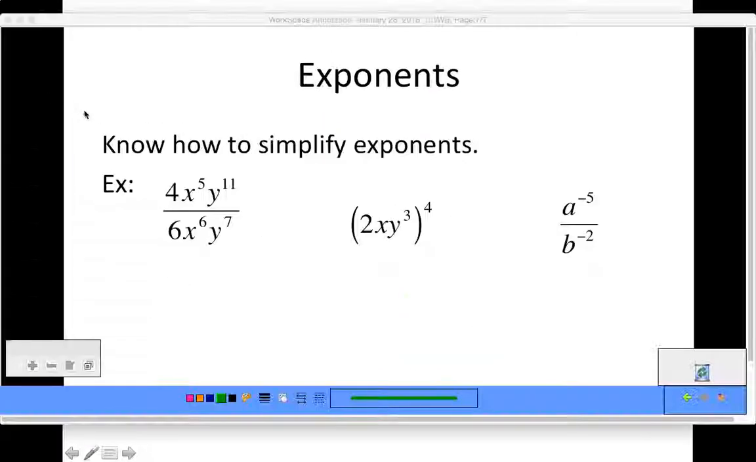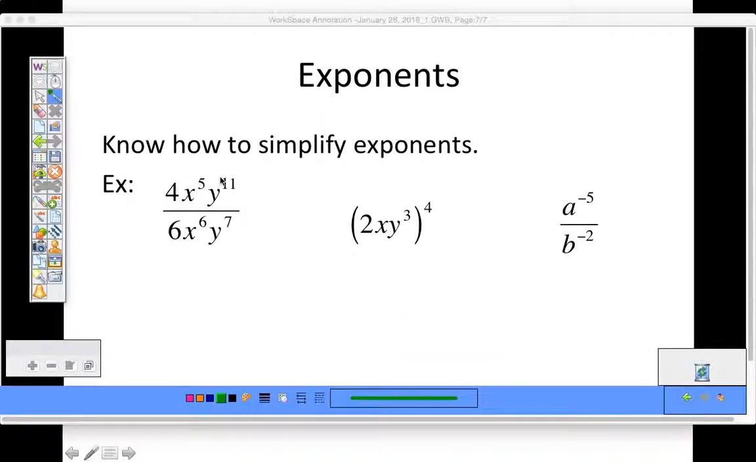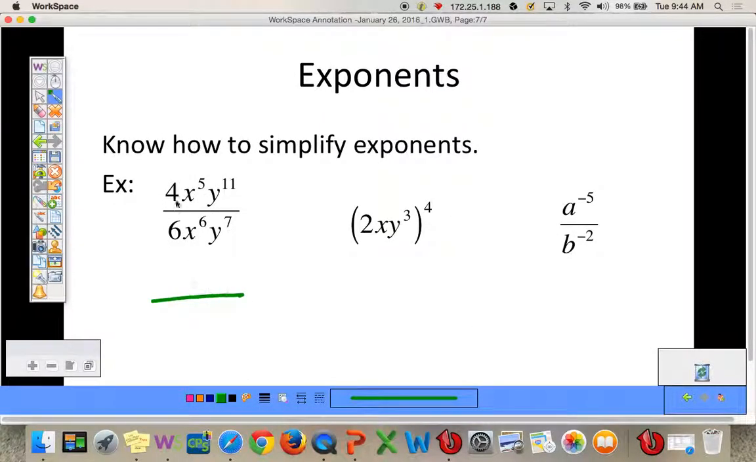You have to know how to solve exponents. So for the first one, simplify, break it down piece by piece. If you simplify 4/6, this is 2/3. If you have 5 x's on top and 6 on the bottom, when you cancel, you have 1 x left on the bottom. If you have 11 y's on top and 7 on the bottom, when you cancel, you have 4 left on the top.